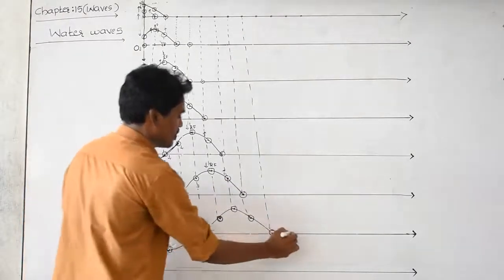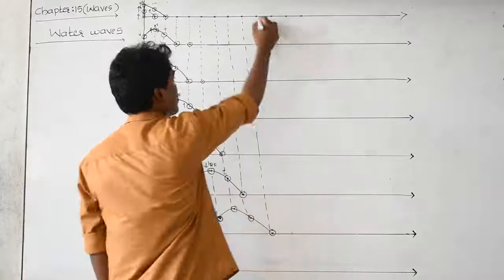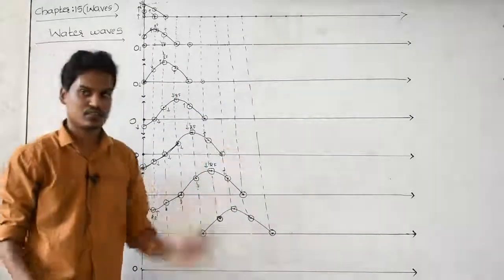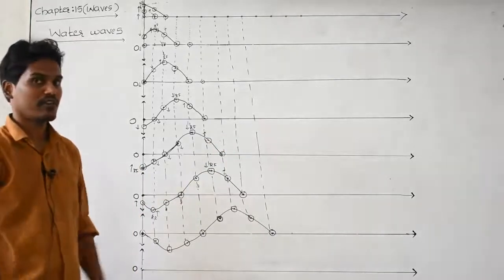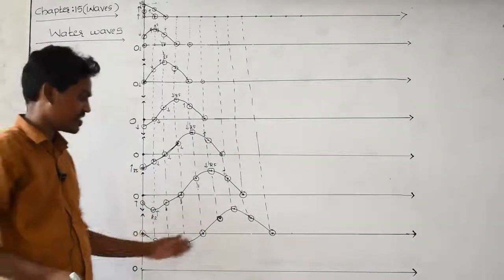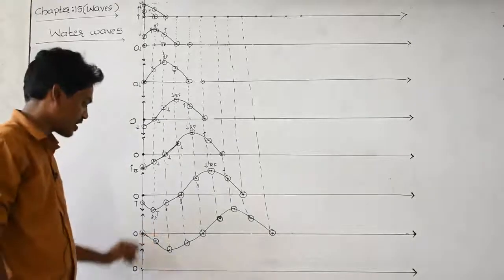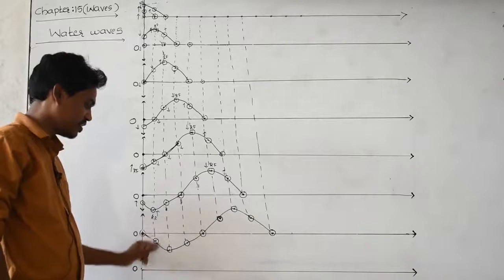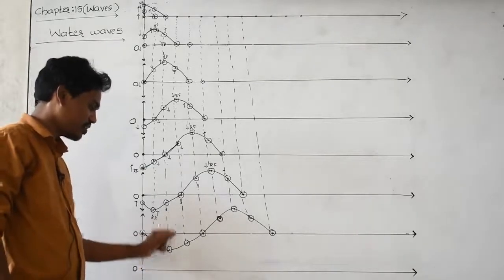Finally, this is at, again, this particle, this one. Finally you are getting a wave in the water like this. How does the wave generate inside the water? The wave is generating like this. This water particle is continuously vibrating here, continuously it is vibrating here.